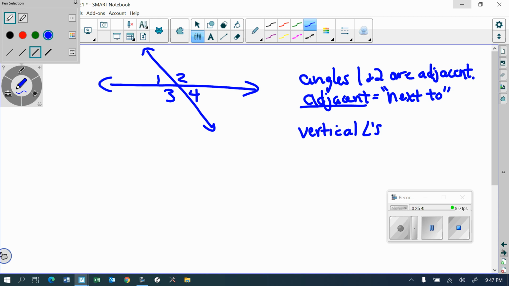Again, this is straight memorization. There's nothing to understand. You either memorize or you don't. So if you have to write out flashcards to do it, you do it. Vertical angles are across from one another, diagonal. So angles 1 and 4 are vertical angles. 1 and 4. And angles 2 and 3 are vertical angles. 2 and 3.